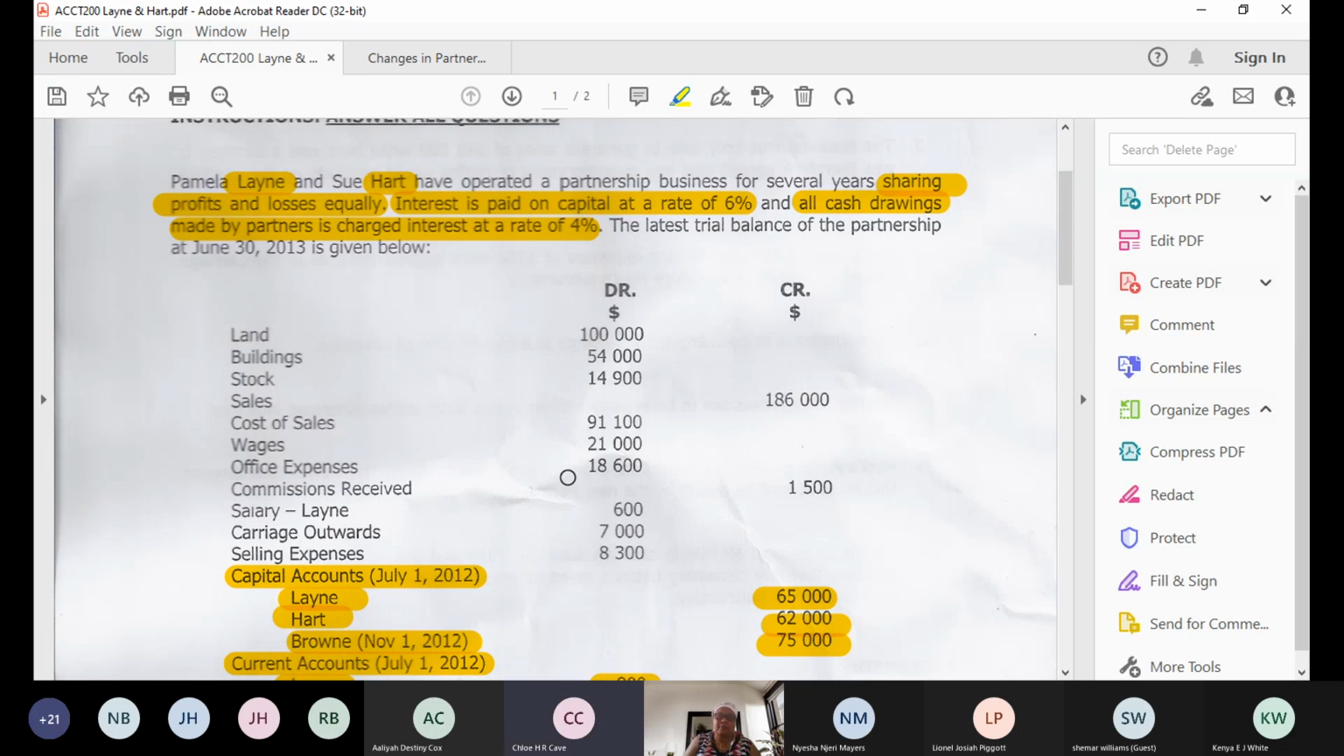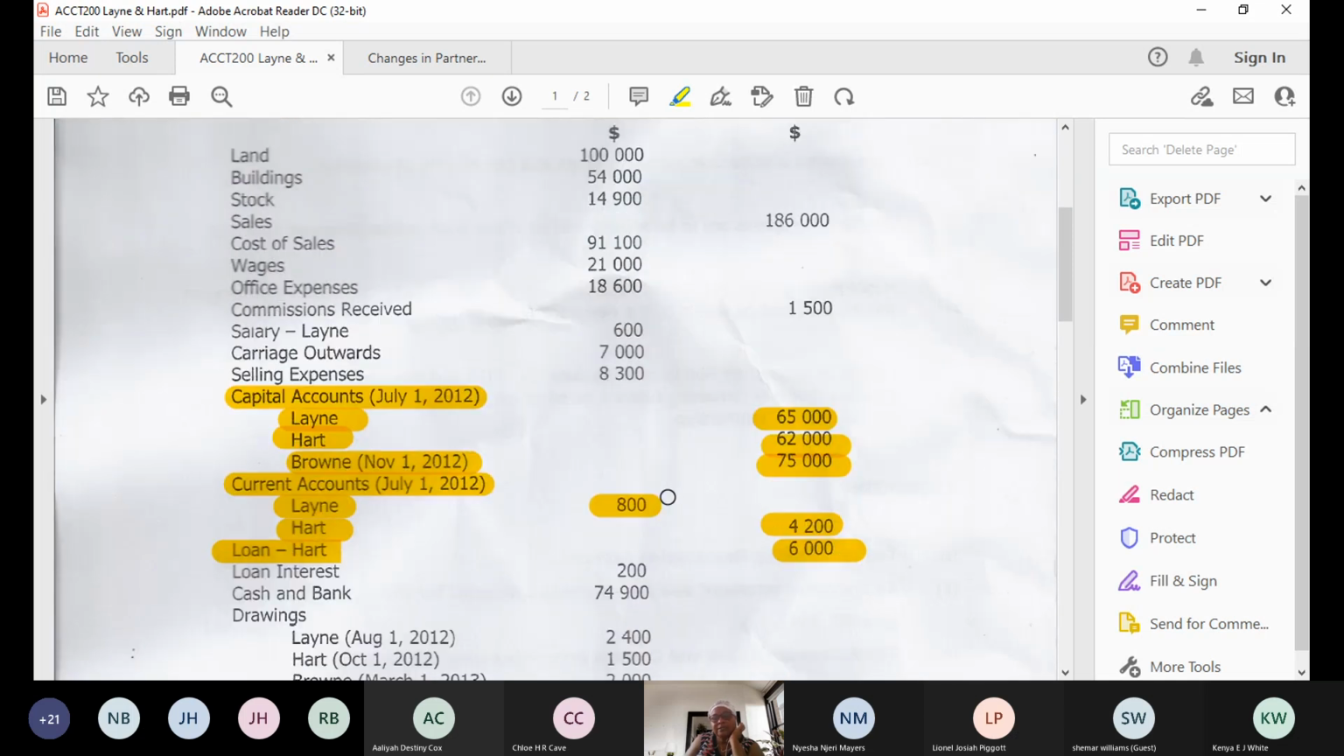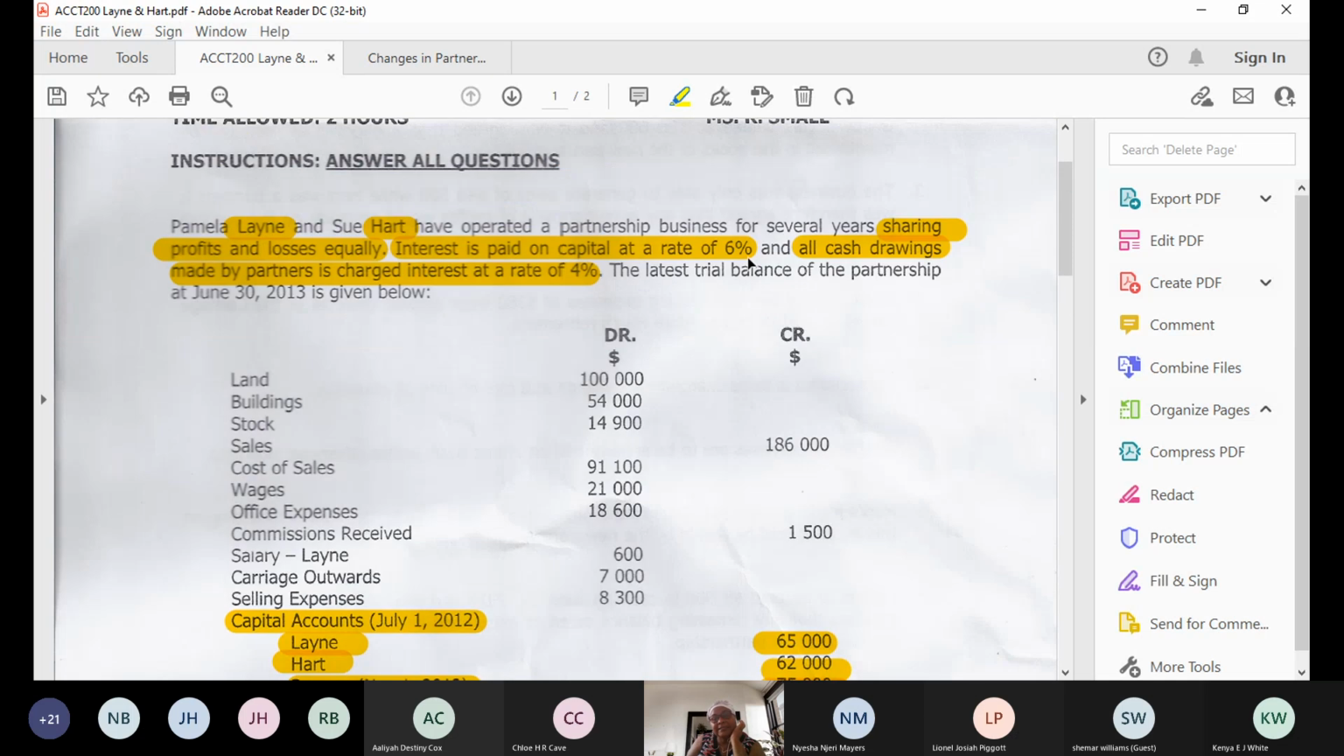Okay, but you said annually, so we will have to prorate it over the number of months. Yes, you will have to prorate it. Right, because all of these rates they give you are yearly. So there's 6% per annum, this is 4% per annum, and the loan is 5% per annum. But because you have to prorate it, obviously it is not going to be a full year.